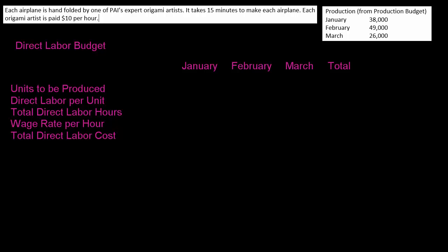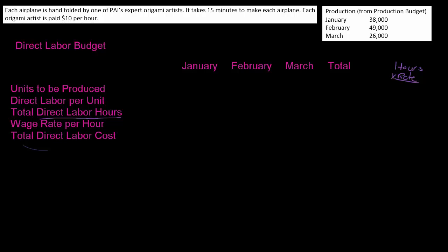So for the direct labor budget, the purpose of the budget is to figure out our direct labor cost. Okay, so total direct labor cost is what we're trying to figure out. And therefore, we're going to start with how many units we're going to make. We're going to figure out how many hours it's going to take to make those units, and then we're going to multiply it by our wage rate. So if you think about if you have a job, you are paid based off of hours times rate, and that's how much your gross pay would be. So that's exactly what we're going to do here.